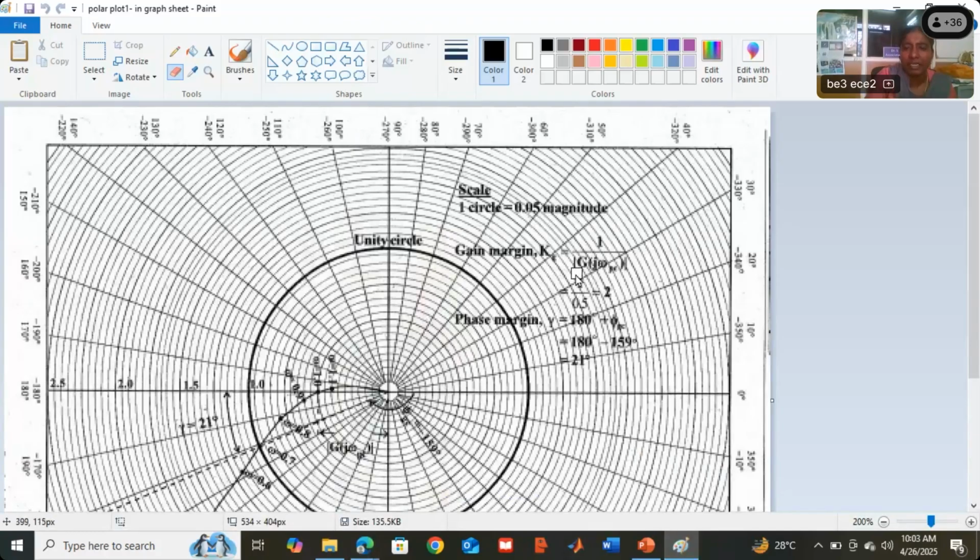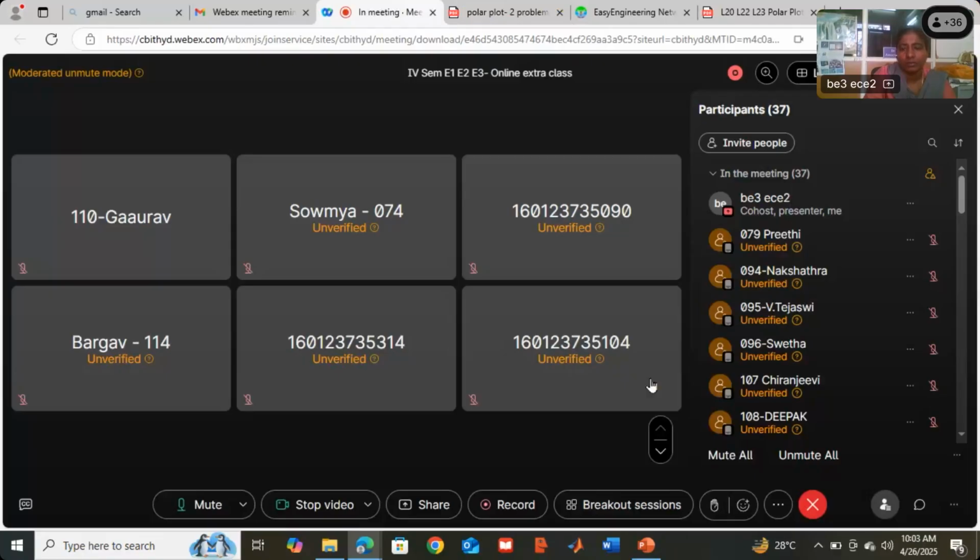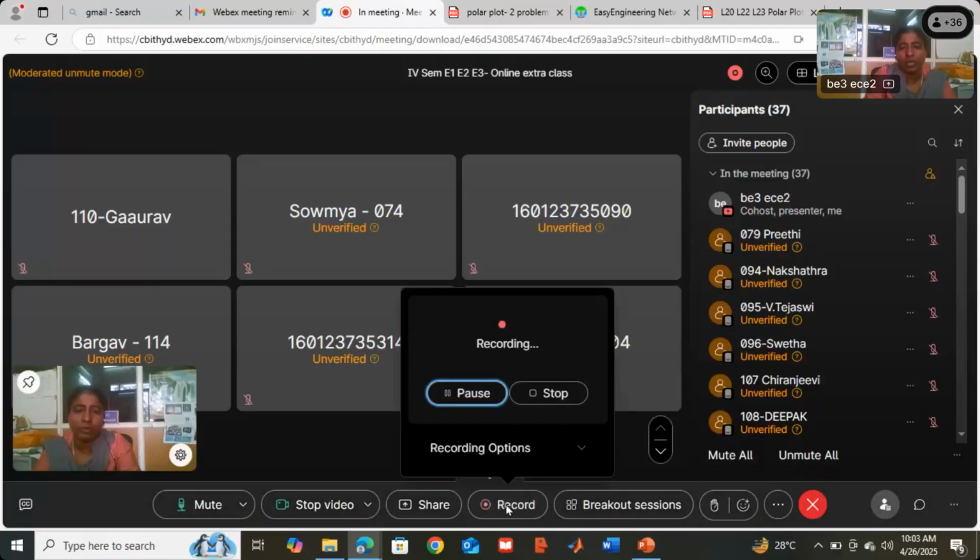So 1 by that magnitude becomes the absolute value of gain margin. If we want the dB value, apply 20 log to this. Okay, that becomes the dB value of gain margin. So this is the phase margin and gain margin calculation from the polar plot. Okay, with this the polar plot is completed.